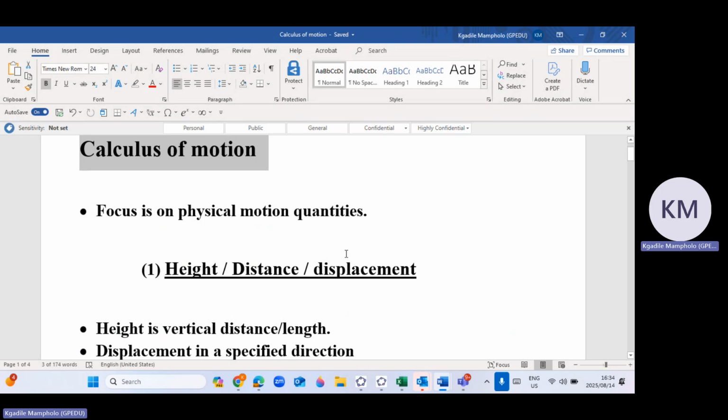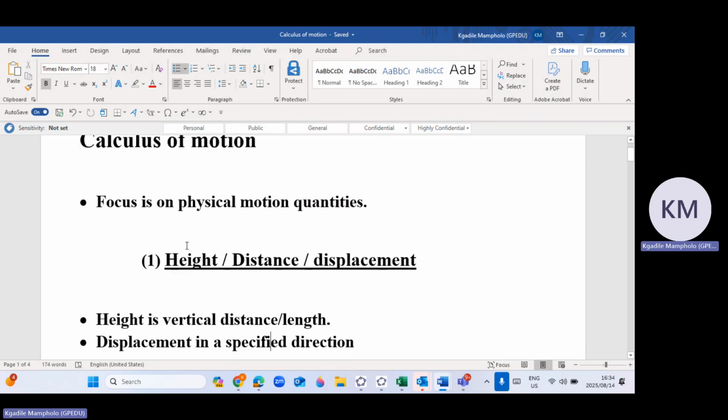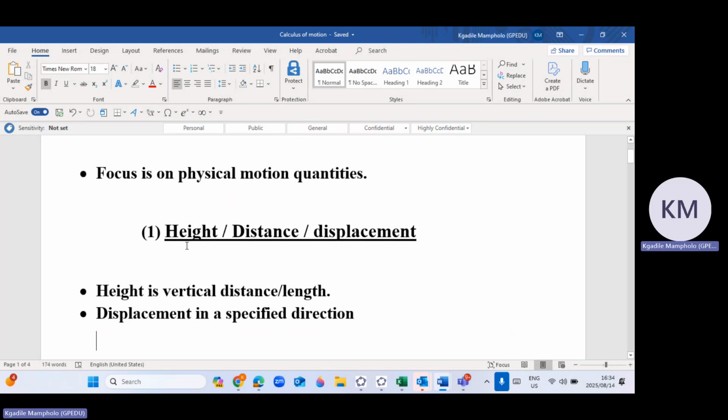Before we get to the calculus part of this, let me just take you through the physical motion quantities. First one, we can talk about the distance. Both height and displacement are distances. We know that the vertical height is the vertical distance or length, and height must be perpendicular to the horizontal plane.